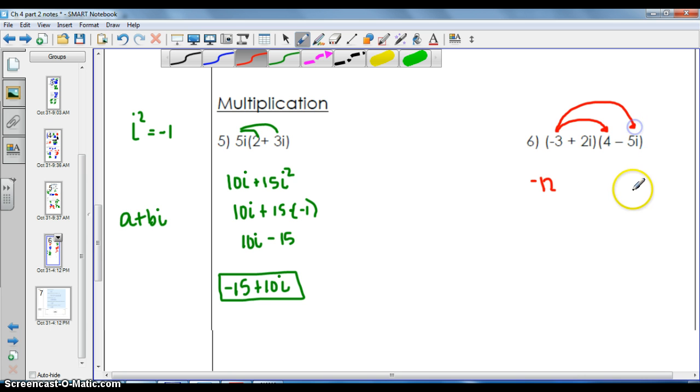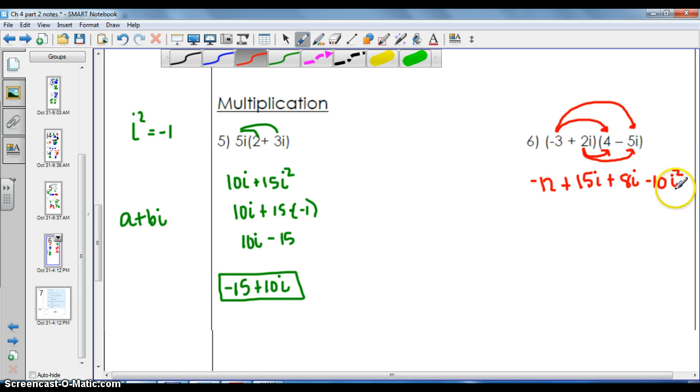Last term, or outer terms there, would be negative times negative, so positive 3 times 5, so 15, and the i goes along with it. And then inner 2 and 4 multiplied to give me 8, and the i along with it. And then the 2i times -5i would give you -10, and then it's i times i, so i squared.